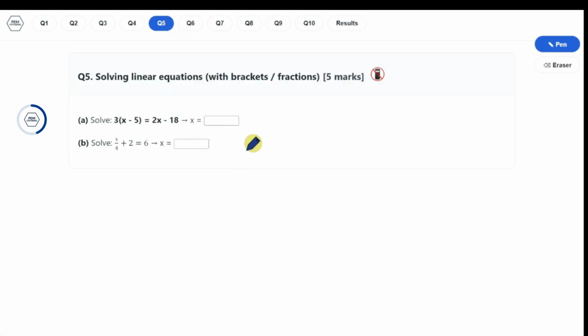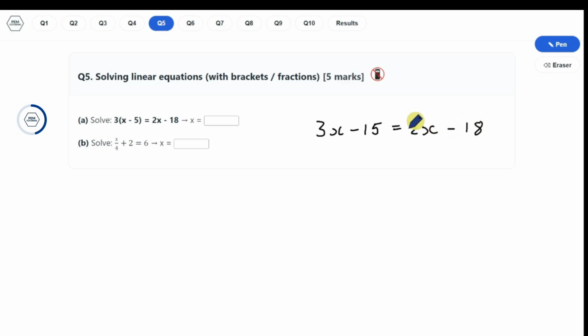Okay, let's do question 5. So we have this equation here which we need to solve. If we just start off by expanding those brackets, so we have 3 times x and 3 times negative 5, so that is going to be 3x, and 3 times negative 5 is going to be negative 15, and that is equal to 2x minus 18.